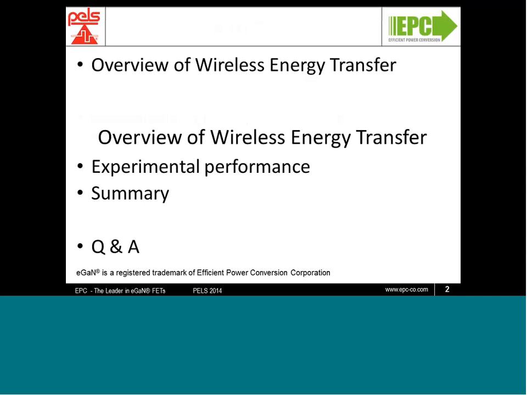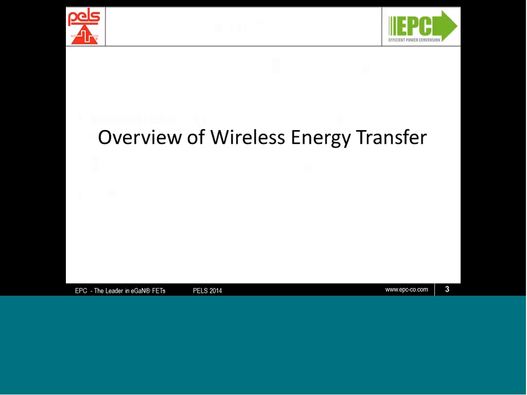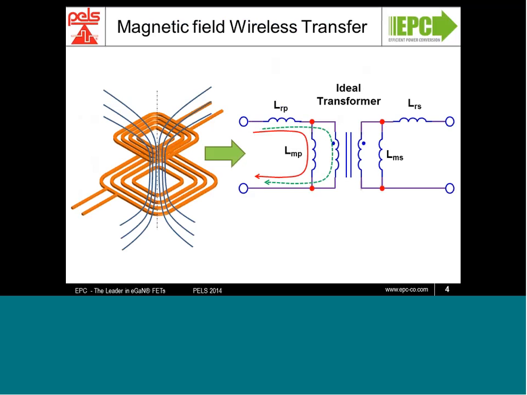Let's take a look over the overview of wireless energy transfer. First of all, we'll look at the magnetic field wireless energy transfer. Basically it comprises 2 coils, and one coil generates a magnetic field that is picked up by a second coil, and this yields an air core transformer with a corresponding model on the right-hand side. And this will be used as a foundation to move forward.